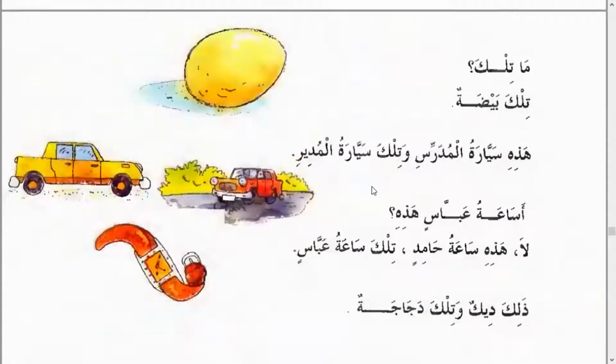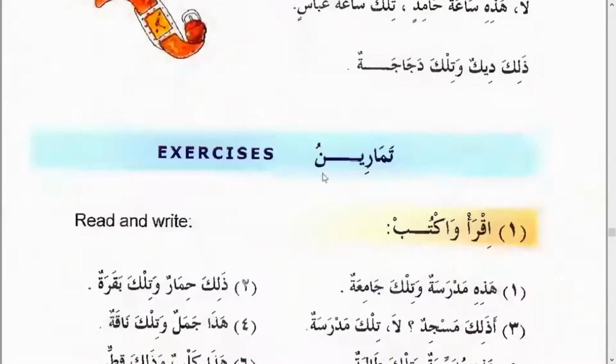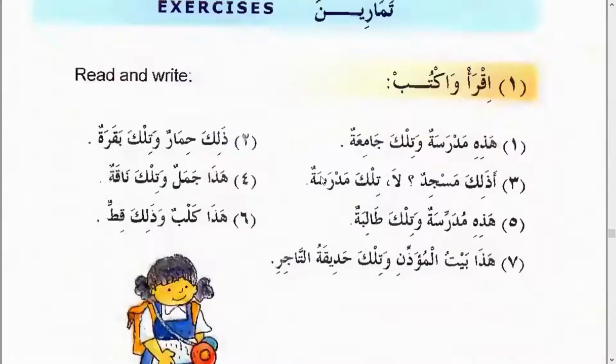Okay. Now, exercises, tamarin. Tamarin, iqra waktub, read and write. Hadhihi madrasatun, this is a school. Wa tilka jami'atun, and that is a university. Both are feminine, right? So this is feminine, this is feminine, and everything is feminine. That's why you use tilka.